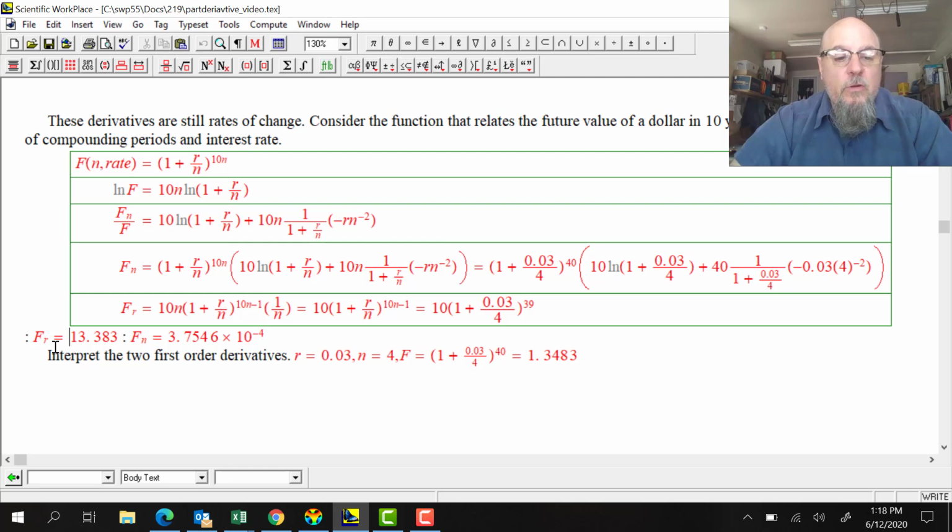So increasing the interest rate by a little bit gives me more money, although common sense would have said this as well. The slope is 13. So I should fight harder to increase the interest rate in my deal than to increase the compounding period. The compounding period really doesn't do much. It increases it, it's a positive slope. So if the guy says, you want 5 or 4, take the bigger one, but it doesn't make that much of a difference.